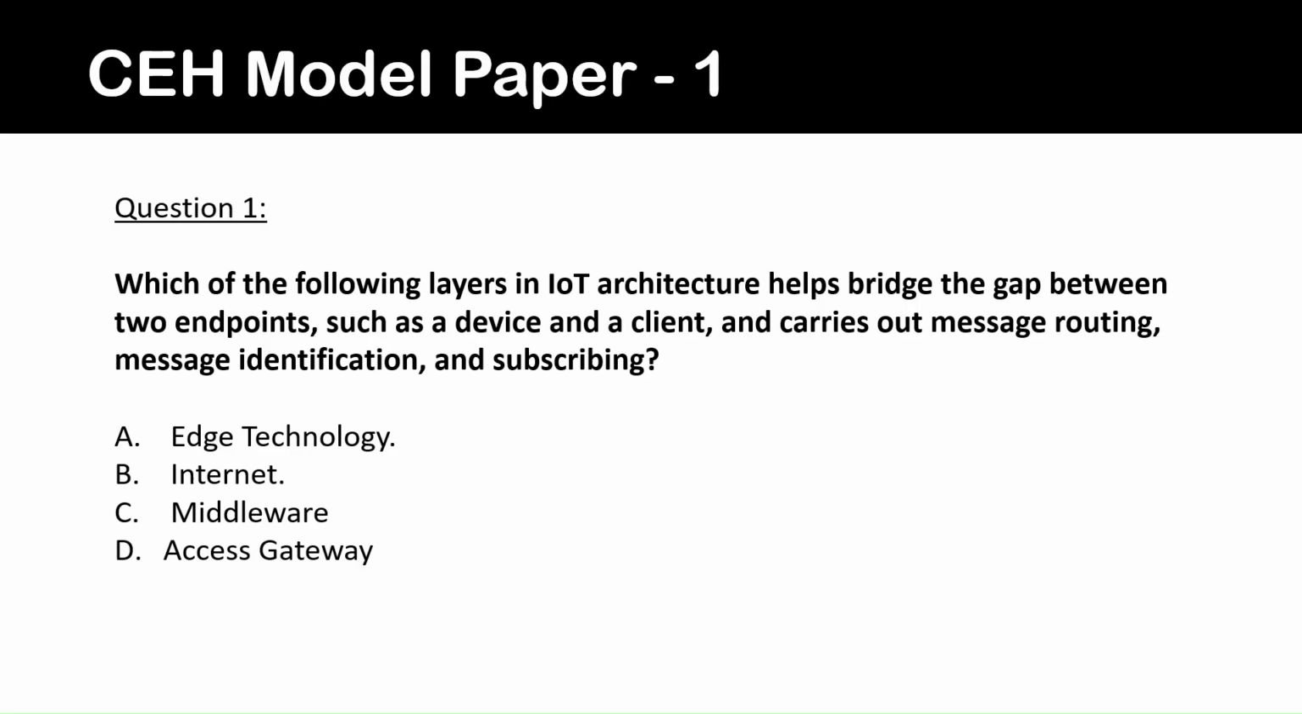Question 1. Which of the following layers in IoT architecture helps bridge the gap between two endpoints, such as a device and a client, and carries out message routing, message identification, and subscribing? The options are Edge technology, Internet, middleware, Access gateway. The answer is D. Access gateway.